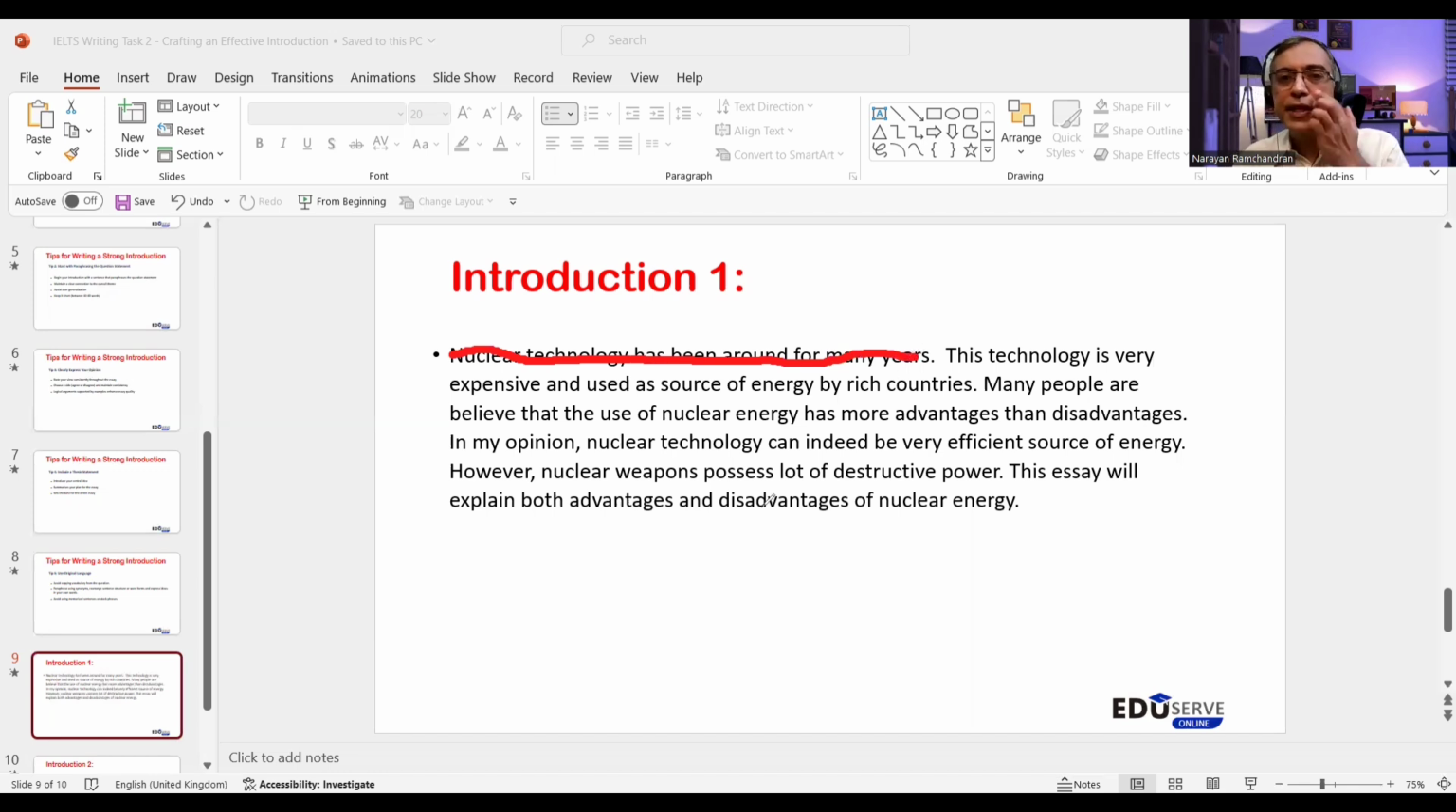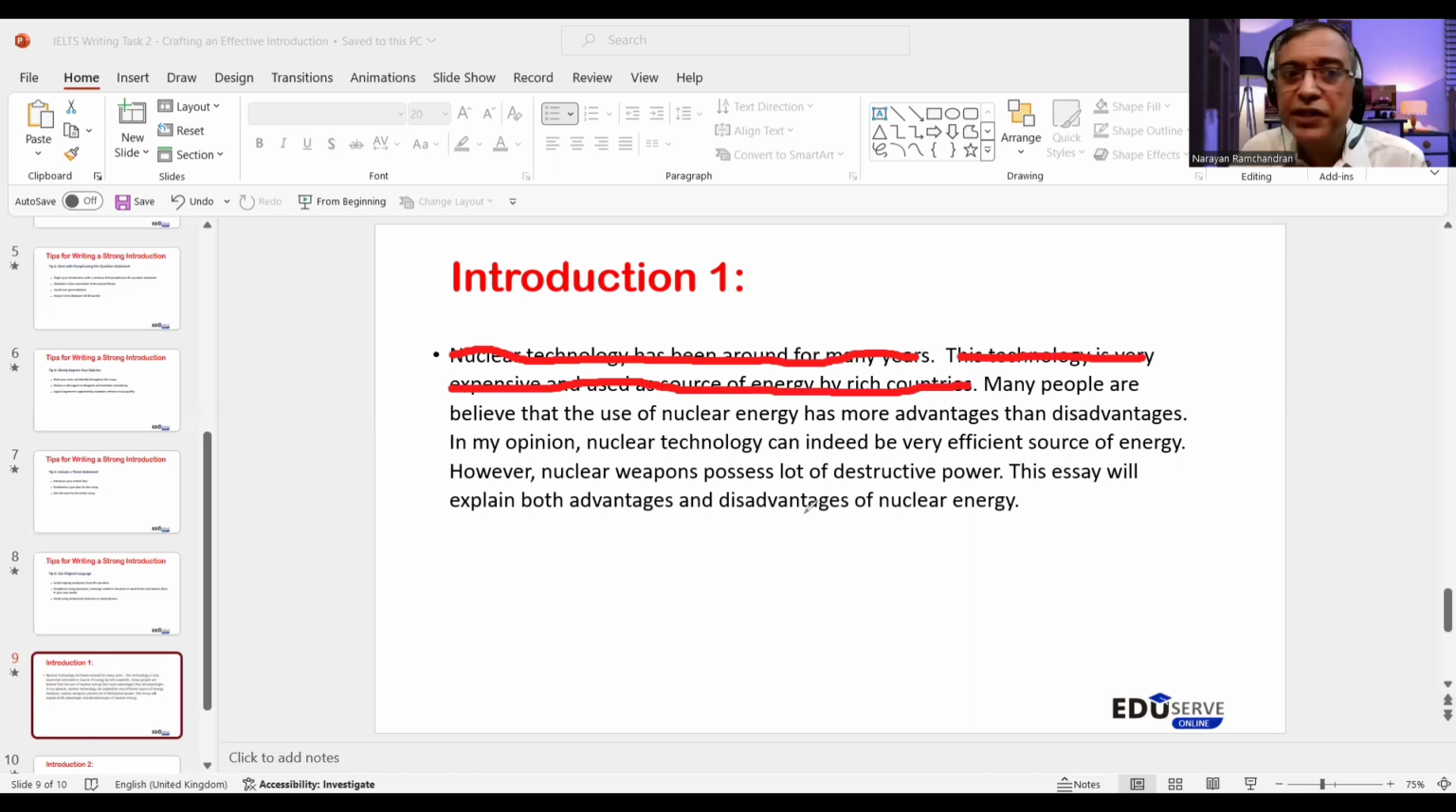The second sentence is, this technology is very expensive and used as energy source by rich countries. Is the essay talking about who is using the nuclear technology? Is the question talking about that? No. So this line is also redundant and irrelevant. So both of these lines are a waste of time and energy.